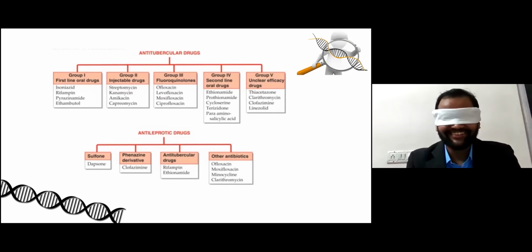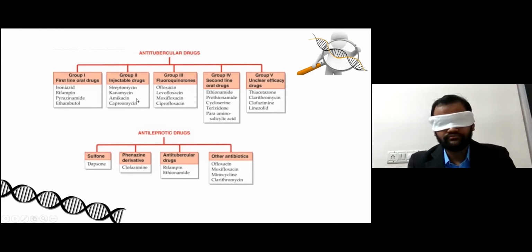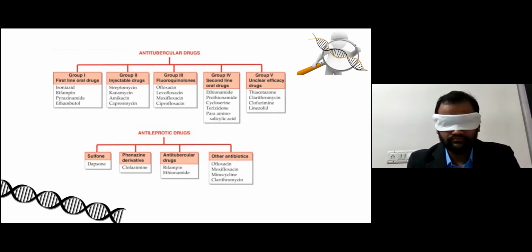Okay, Amikacin. Amikacin is basically a drug which is a second line of drugs given for anti-TB, sir. Yes, anti-tubercular, Group 2. Okay, probably the last two.